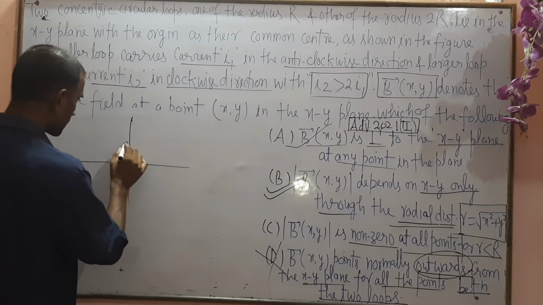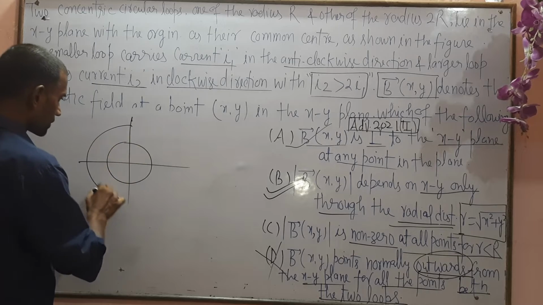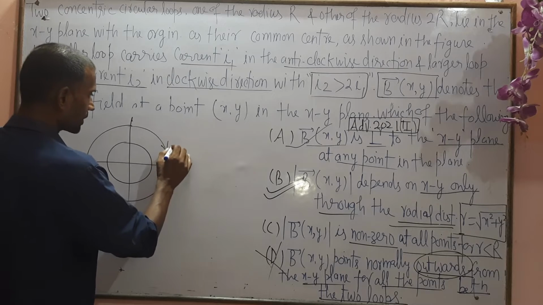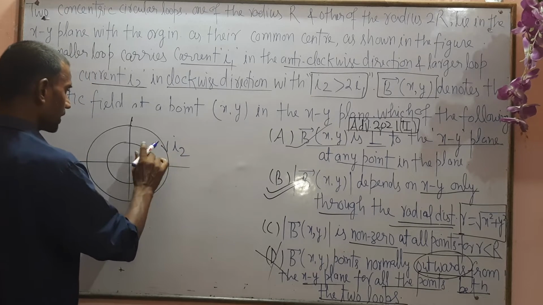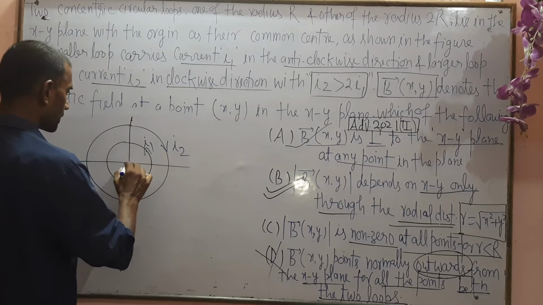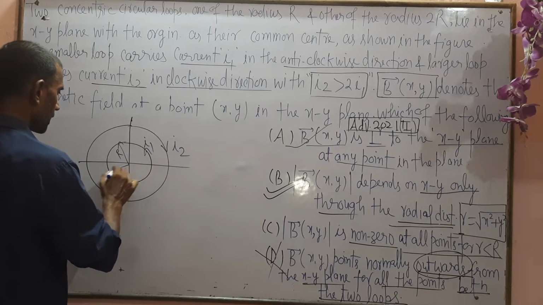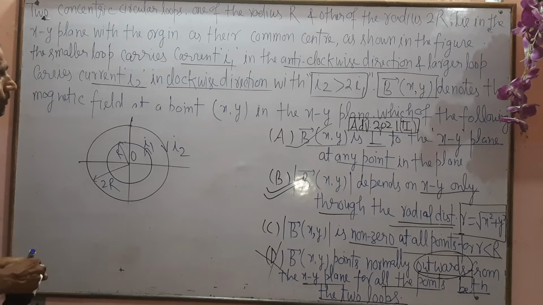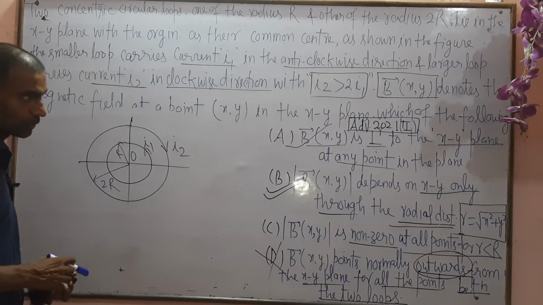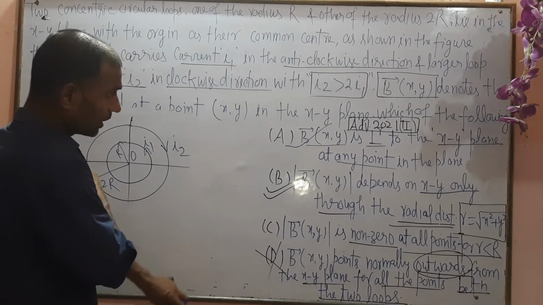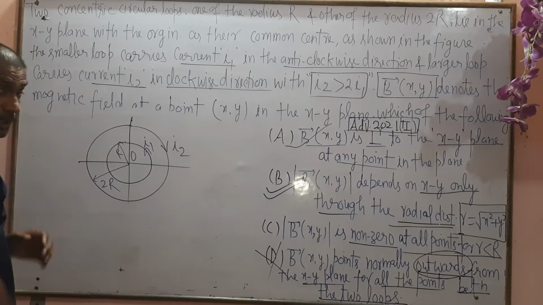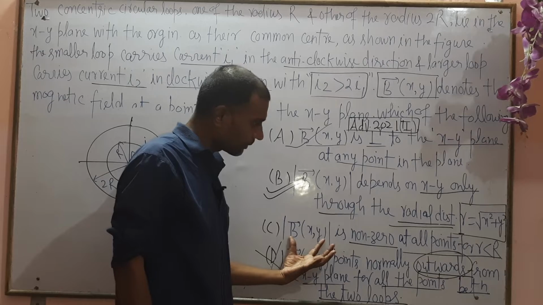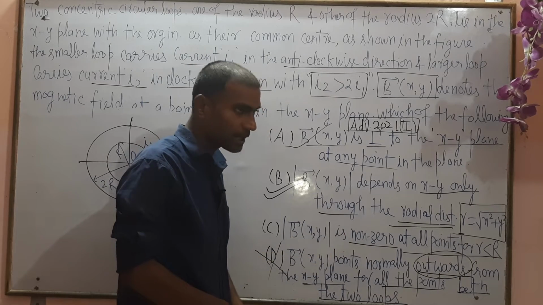We draw the figure. This is the inner loop, and let us suppose this is the outer loop, and the direction of the outer loop will be the clockwise sense, and the direction of the inner loop will be I1. So this is R and this is 2 times of R. This is the O point. According to that, this is a very important point. Listen carefully. B vector magnitude is non-zero at all points r is less than R.